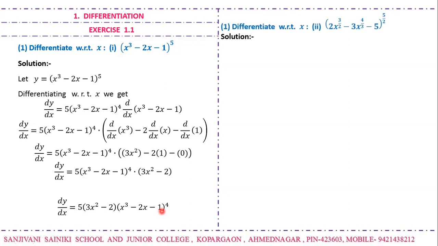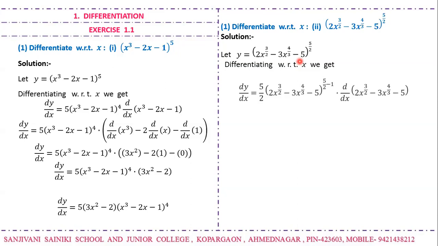Now the second example is (2x raised to 3 by 2 minus 3x raised to 4 by 3 minus 5) bracket raised to 5 by 2. Now this function is not having any name, so we will give it the name y. y is equal to (2x raised to 3 by 2 minus 3x raised to 4 by 3 minus 5) bracket raised to 5 by 2. Now differentiate with respect to x.